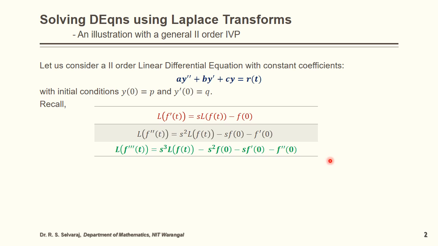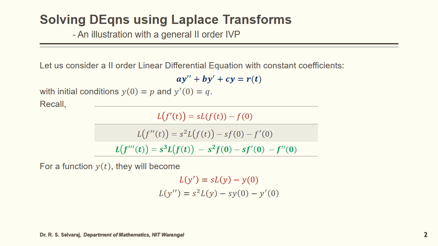In place of f, we can also put y in order to facilitate solving a differential equation where the dependent variable happens to be y. So your new formulas will become L of y dash is equal to s times L of y minus y of 0, and correspondingly L of y double dash is given like this.